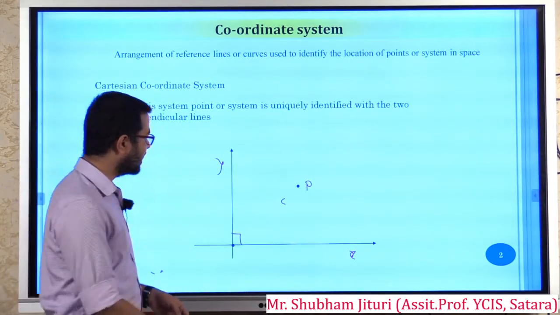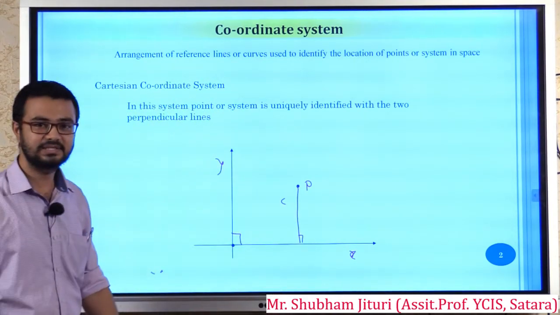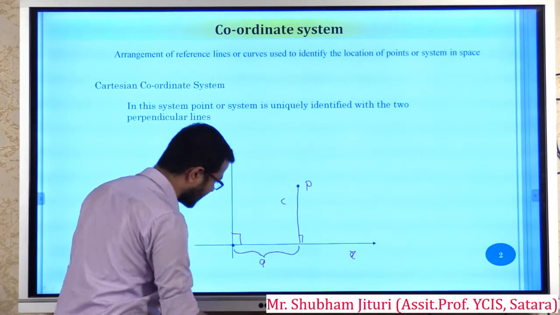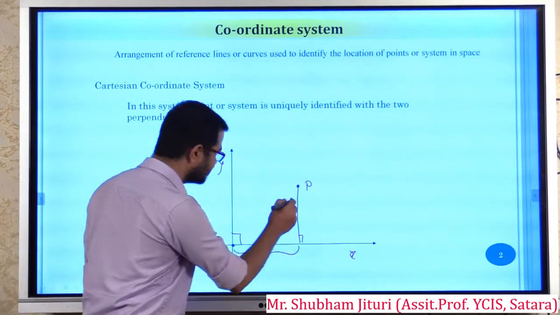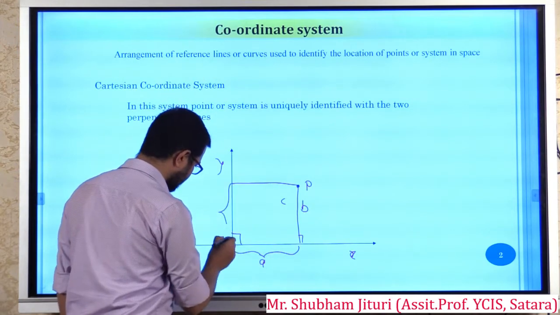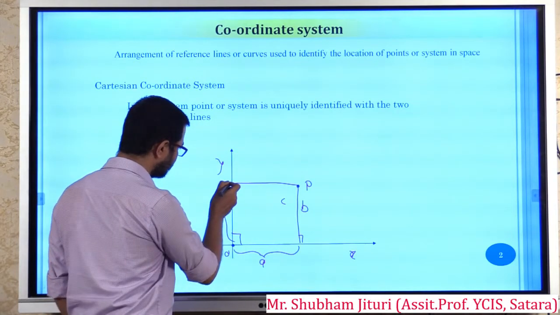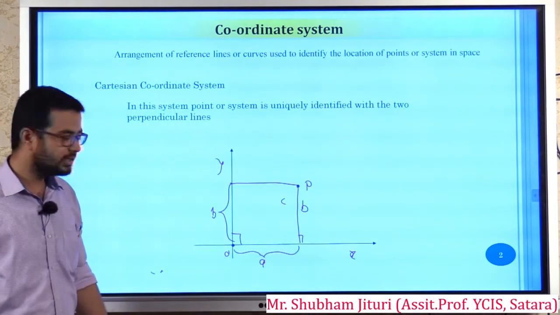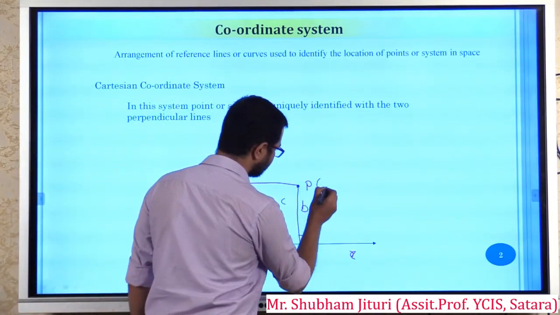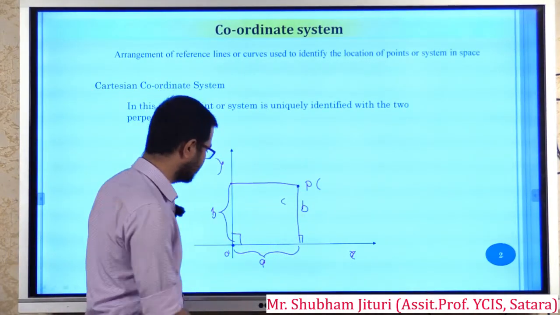For that, I have to draw a perpendicular on the x-axis. Suppose I draw a perpendicular on the x-axis, and I consider this distance as a unit, and this distance as b unit. If this distance is a, then obviously along the y-axis, the distance from origin to this point is b. Now, using this information I have to locate the point. For that, I give point P as two numbers.